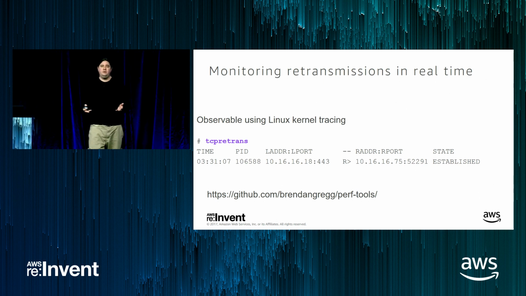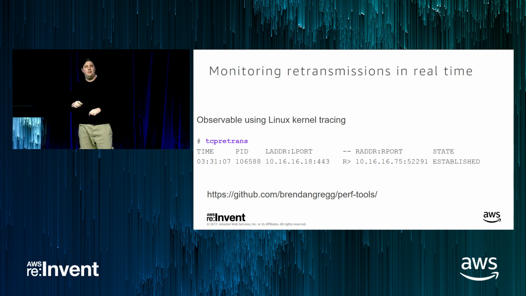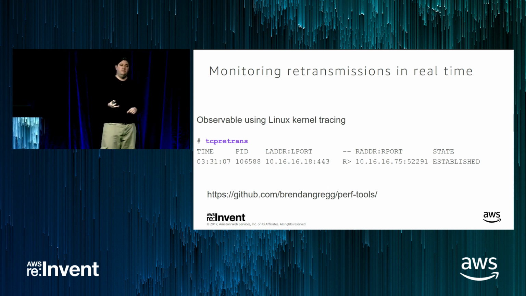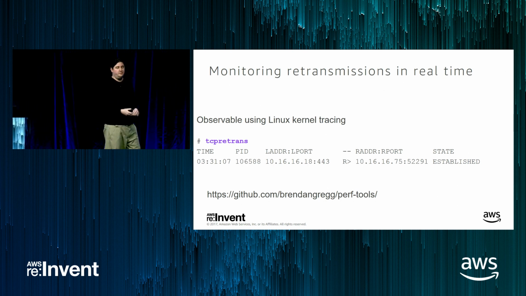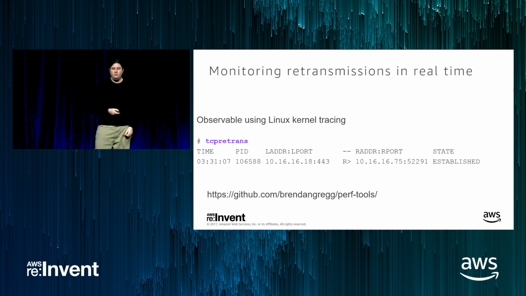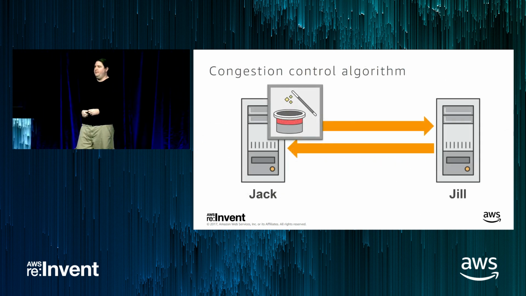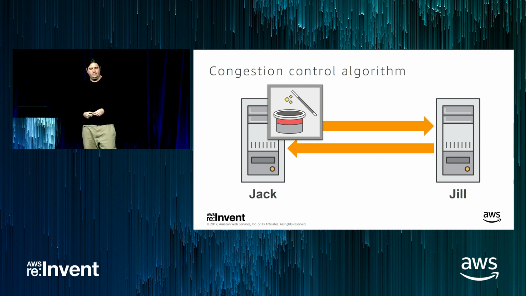If you're not sending any retransmissions, then the instrumentation code will never get run, which means you're not paying any kind of performance penalty for the instrumentation in the normal happy case. If you want to find out more about this tool, there's a great GitHub repo there. Definitely check it out. OK, let's talk more about congestion control algorithms.